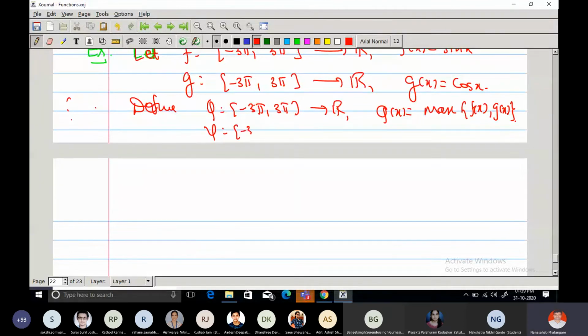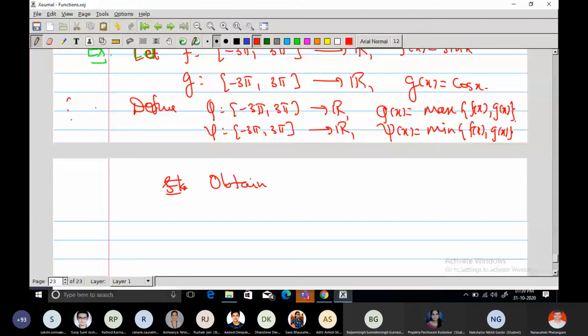Psi of x is equal to the minimum. So the question is: sketch, and then obtain a precise formula for phi and psi.